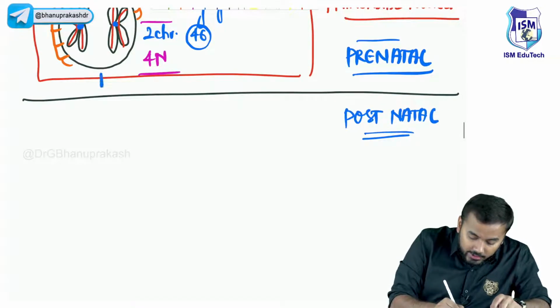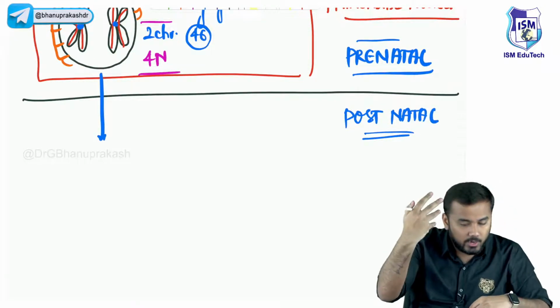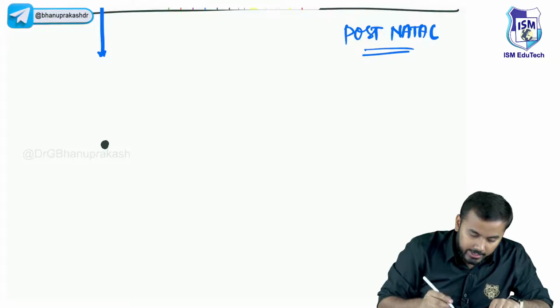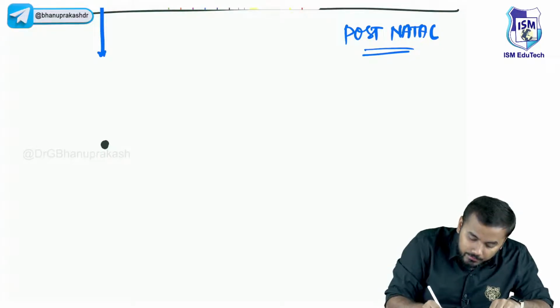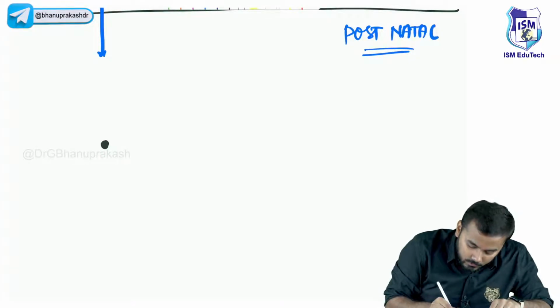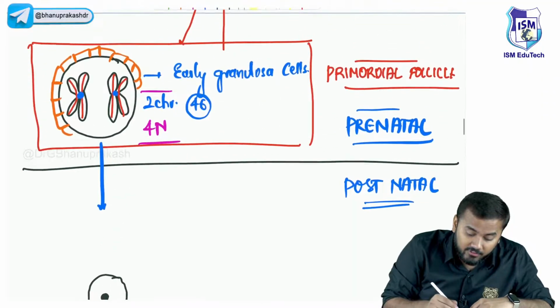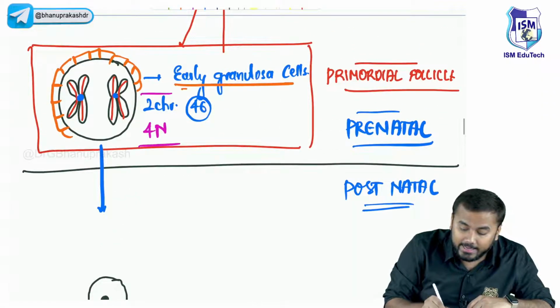This primordial follicle will enter into a next stage. What is that next stage? All of you look now. See, in the center we have got the primary oocyte, right? This is a primary oocyte. And what did I tell you? Surrounding the primary oocyte, there was a flat layer of epithelial cells called early granulosa cells.